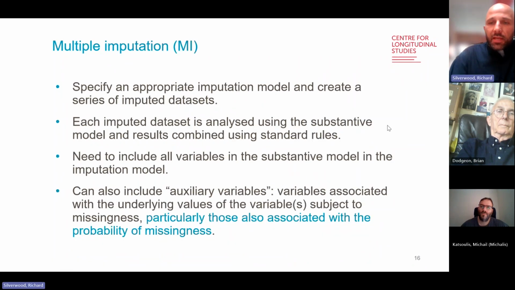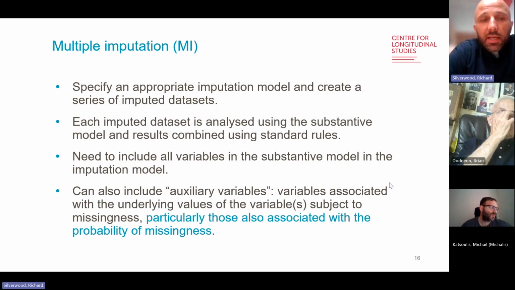Okay, I'm just going to briefly mention multiple imputation here, because this is one of the examples from the previous slide of a principled method of missing data handling, and one that we're going to be using in the examples today. So I think it's important that I briefly introduce it in case not everyone's familiar with it.